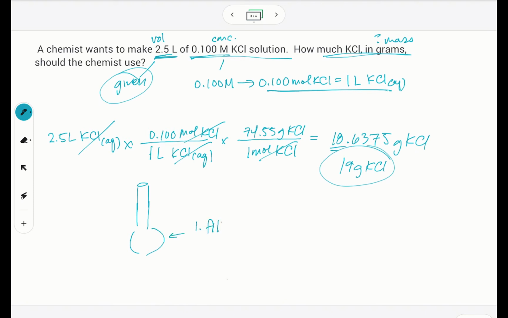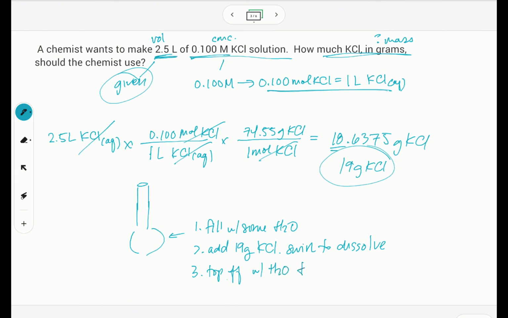So one, we'll take our volumetric flask and we'll fill it with some water. How much doesn't really matter, just needs to be less than 2.5 liters. Then we'll add in our 19 grams of KCl, and then we will swirl to dissolve that KCl. Once we have dissolved the KCl in the water that's in there, we will top off the flask with water to the 2.5 liter mark. And then we will have our solution.